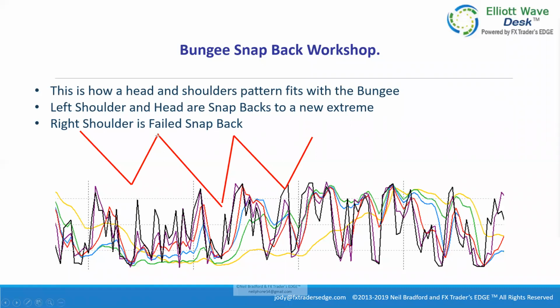Normally you'd want price to cross that neckline before you went in long, but we could go in long possibly here, where all the bungees have turned back up. Red and blue have turned back up, green's turned back up, the snapback is over, it's all finished, and we've got an earlier entry than waiting for price to cross the neckline. So there are a lot of instances where the bungee gives you an early entry.